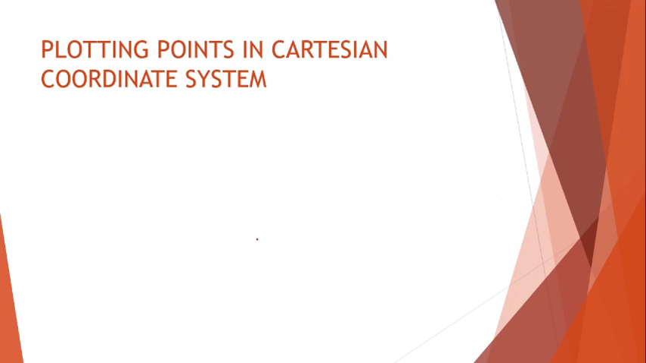Plotting points in the Cartesian coordinate system. Example, we have negative 3 and 2. This is your x and your y. Okay? This belongs to the second quadrant, because in the second quadrant, your x is negative and your y is positive.